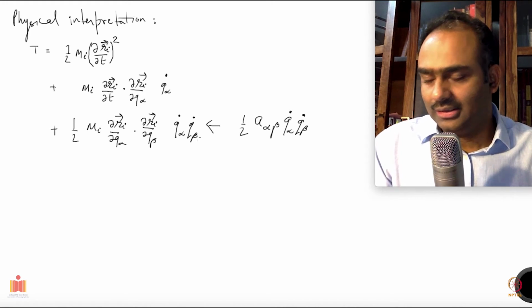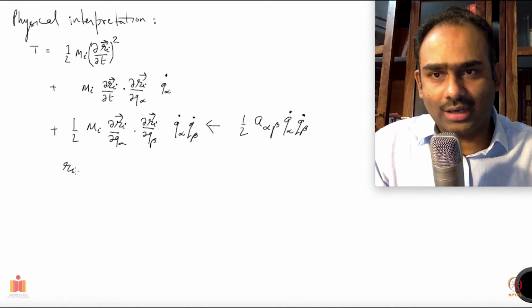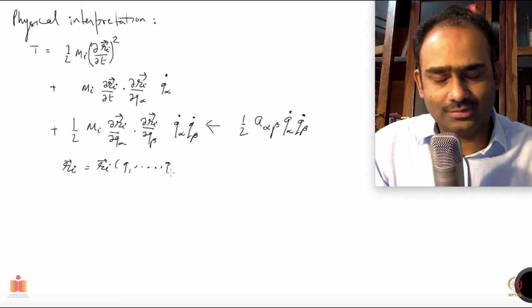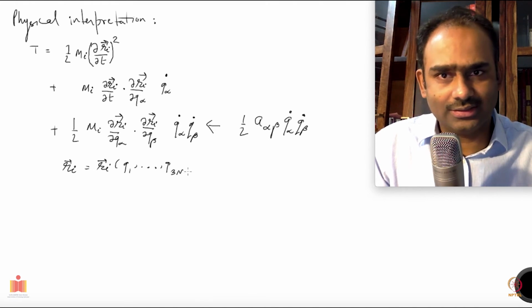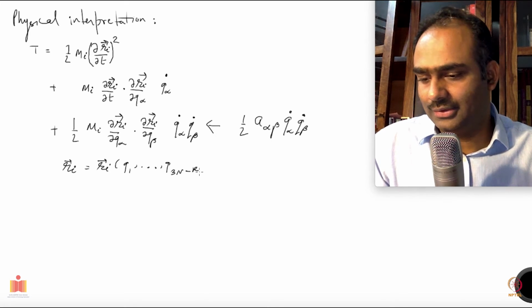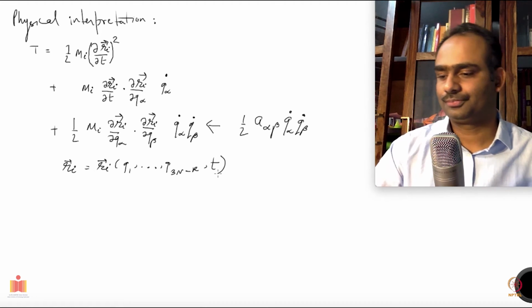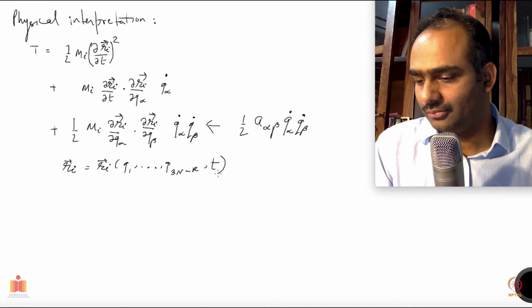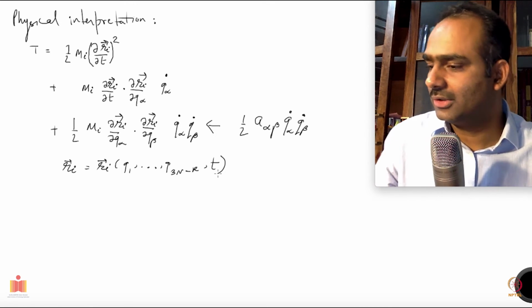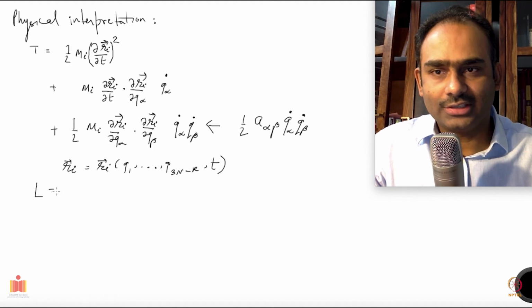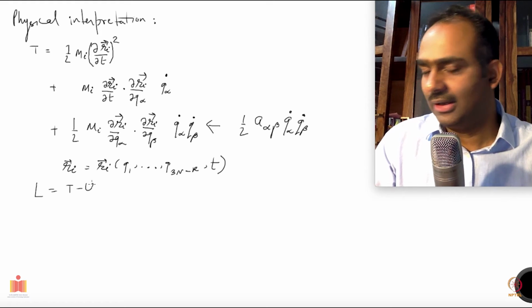Okay, so just to remind you, your Ri's are functions of Q1 to whatever the number of degrees of freedom your system has, which we were writing, I believe, 3n minus k. Yes. Okay. And in general, there could be time dependence as well. Okay, that's good. Also recall your L is T minus U. Okay, and now construct H.